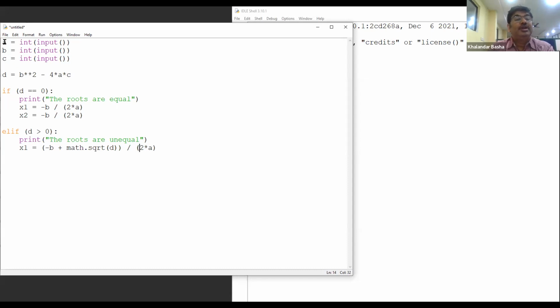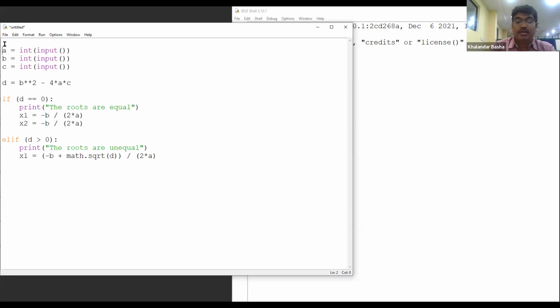So import statement we will write: import math. Once we have calculated, we are displaying x1. Then we will write x2. x2 is equivalent to minus b minus square root of b square minus 4ac divided by 2a.